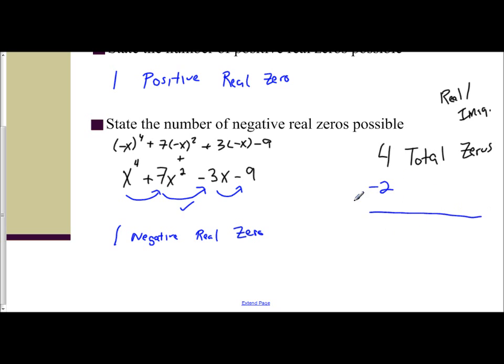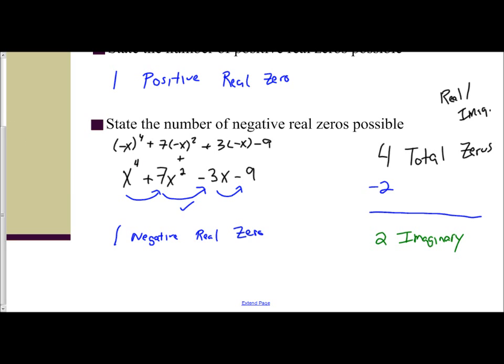So how many imaginary zeros do I have here? I'm going to have 2 imaginary zeros. Now that's cool. I can see my positive and negative real zeros don't add up to my possibilities. I'm still missing 2 of them, which means I know my other ones have to be imaginary.